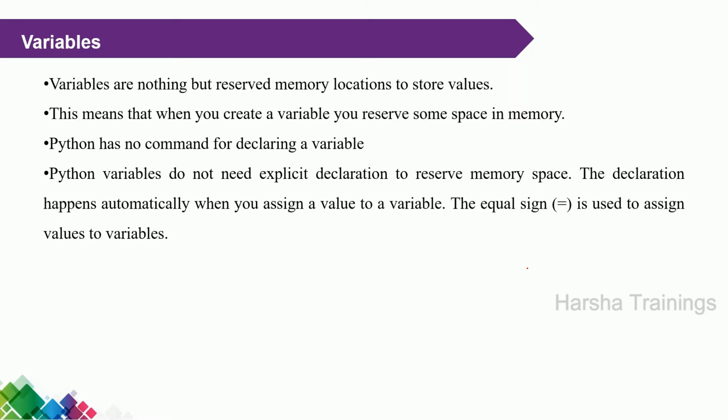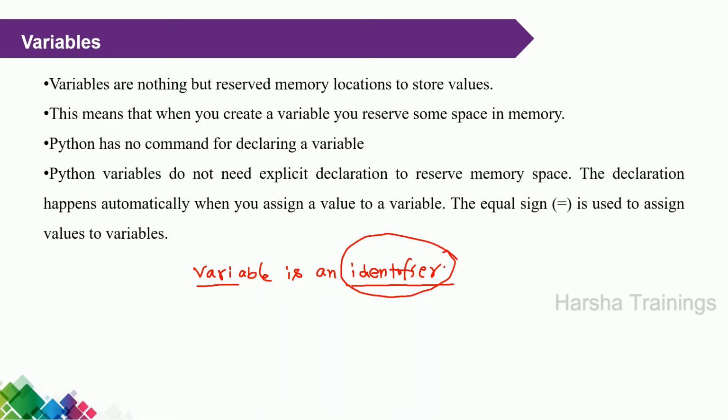Simply, a variable is an identifier. First of all, remember this. A variable is an identifier. What is the meaning of this? Whenever you say a variable is an identifier, the properties of an identifier apply to the variable. That is, we give the name of a variable based on the rules of the identifier.